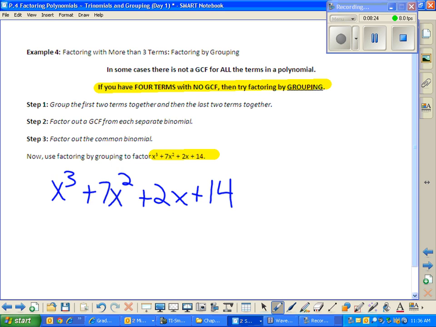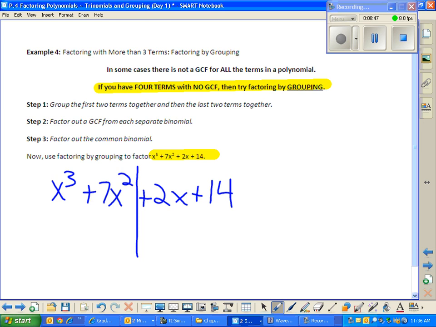We actually already did grouping today because we did AC grouping. Well, here's how regular grouping goes. All you're going to do is group the first 2 terms together and the last 2 terms together. I usually do that by putting a little squiggle or a wall or a line right down the middle of my problem. Do you see how I've grouped the polynomial evenly? I have the first 2 terms and the last 2 terms.